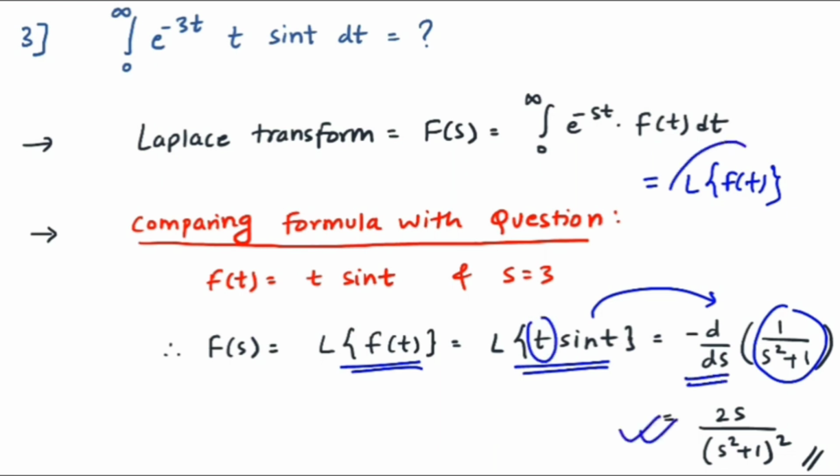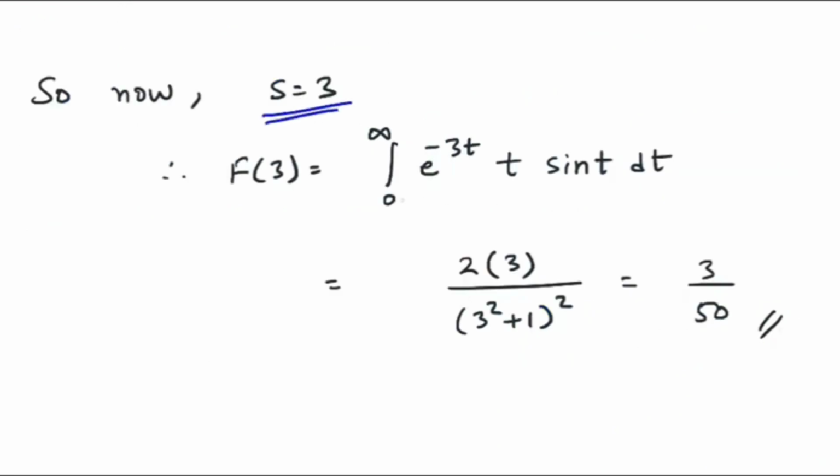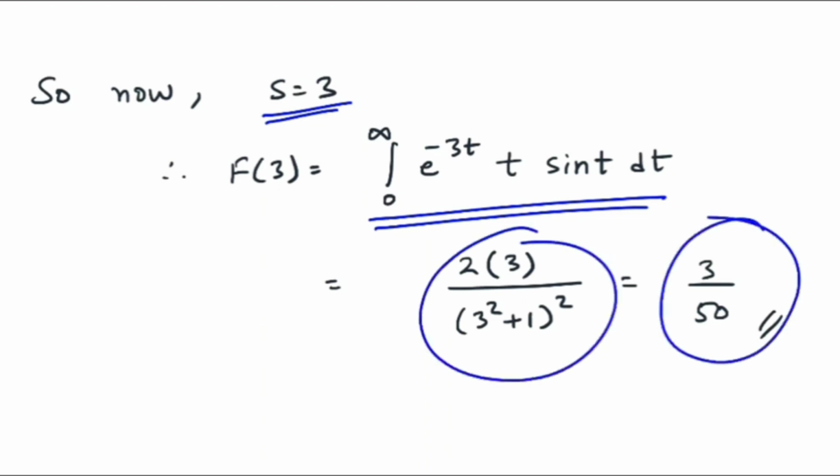Now you have the Laplace of f of t, which basically means that you have this integral 0 to infinity e raised to minus st into f of t dt. But what you need is the value of s as 3, right? If you compare the exponential part, you will note that I have the answer in s, but the requirement is a constant, because the value of s here is 3. So in the next step you have to substitute the value of s as 3. When I substitute s as 3, I will get the required answer, and the answer is 3 upon 50.